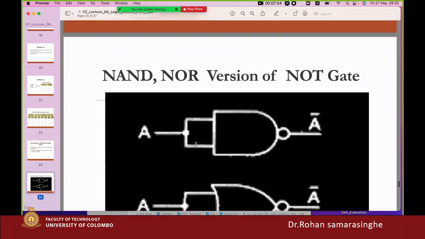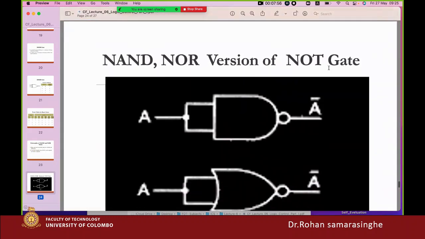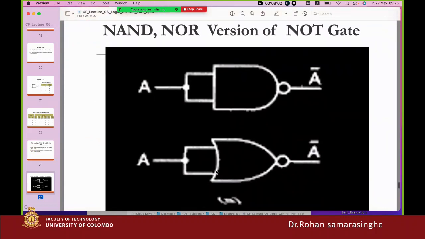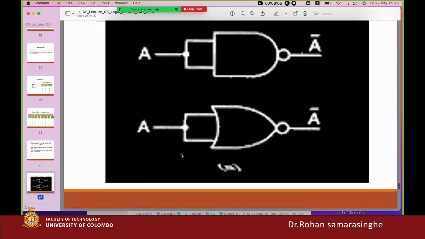Here, the NAND and NOR version of the NOT gate. If you write here, both inputs are the same. Both inputs are the same, that is A bar. Both inputs are the same here.